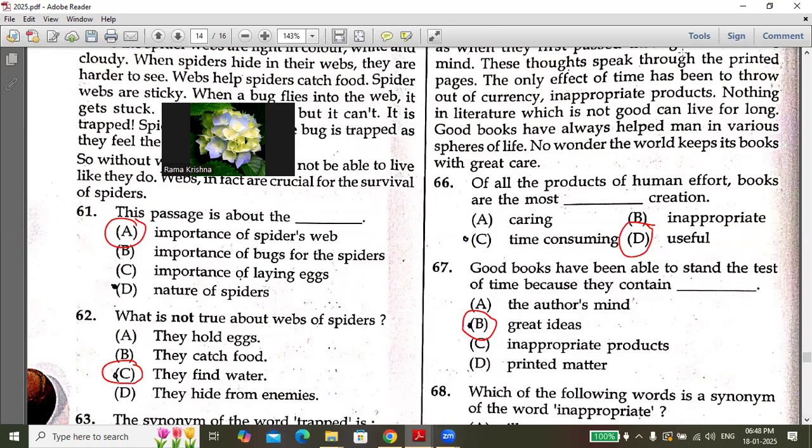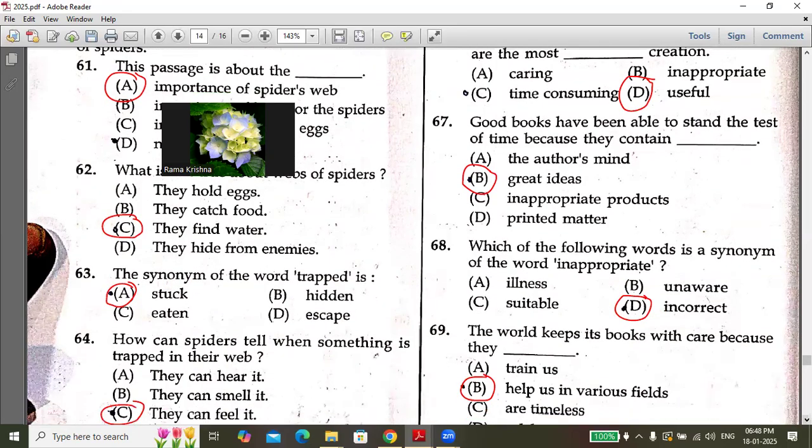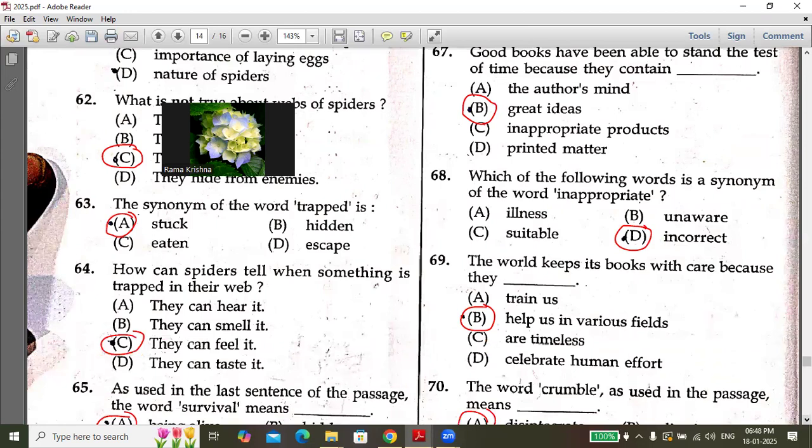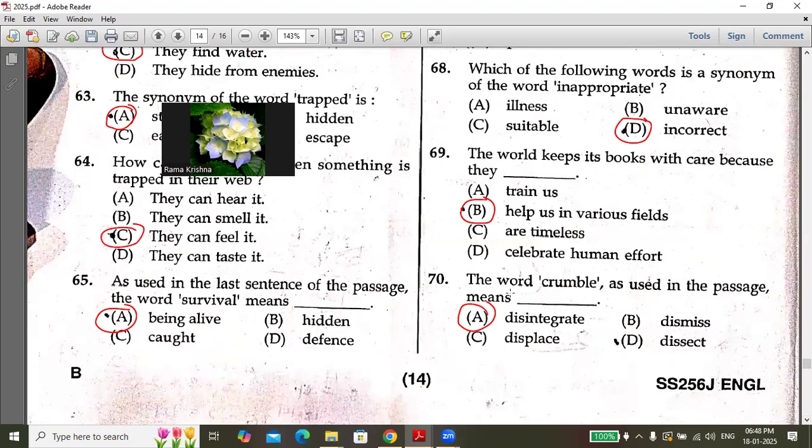So these thoughts are nothing but very great ideas. Next, which of the following is a synonym of inappropriate, incorrect? The word keeps its books with care because they help in various fields. Next, the word crumble. Crumble means disintegrate.